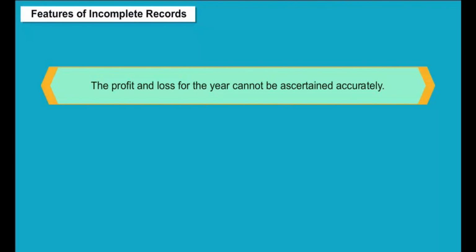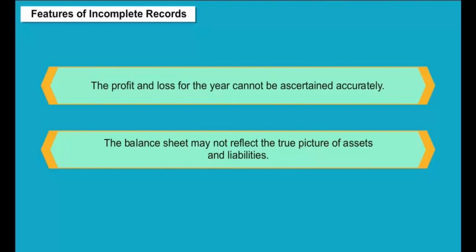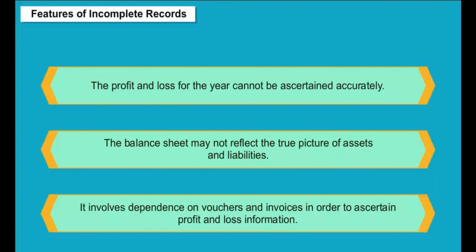The profit and loss for the year cannot be ascertained accurately. The balance sheet may not reflect the true picture of assets and liabilities. It involves dependence on vouchers and invoices in order to ascertain profit and loss information.